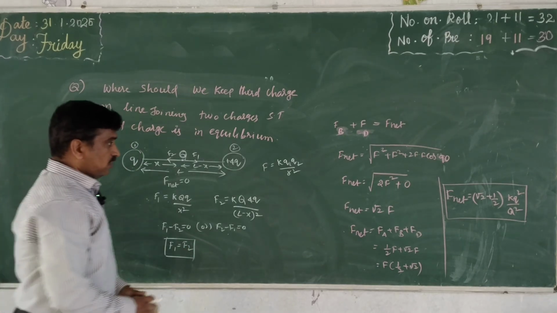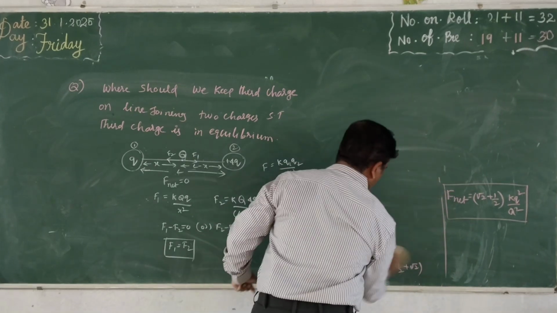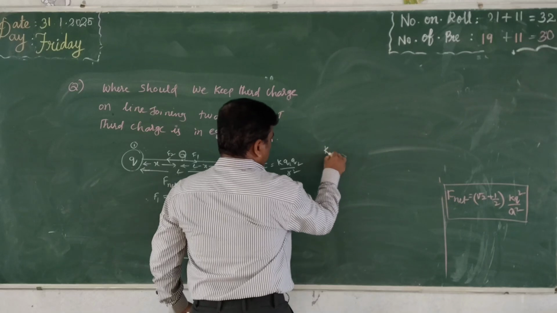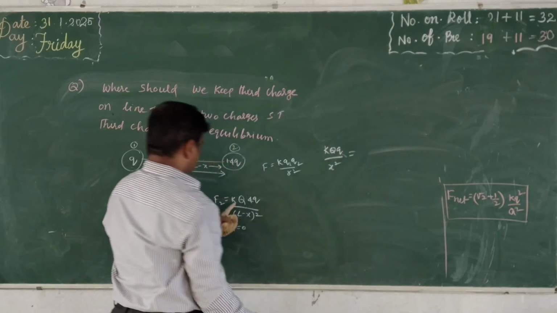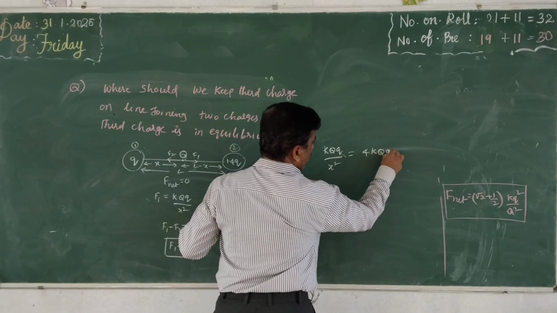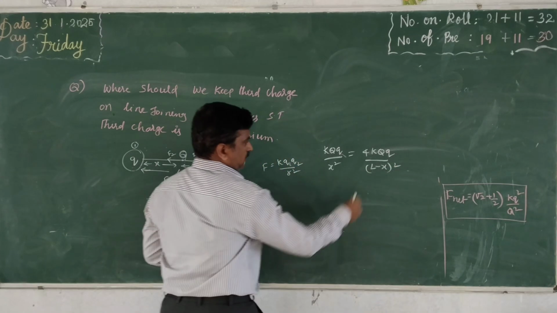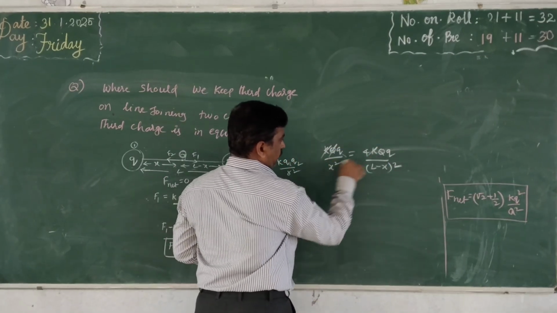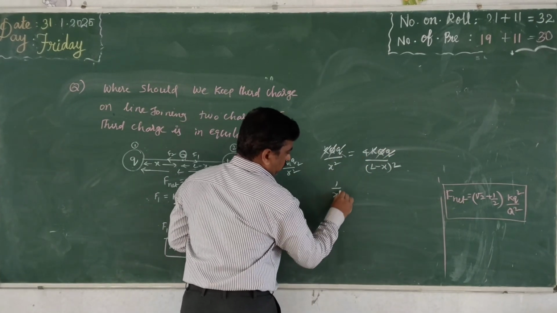For that, first, what is F1 here? F1 is k Q q by x square. F2 is 4 k q Q by L minus x whole square. See, k cancels, Q cancels, small q cancels. What do we have? 1 by x square equals 4 by L minus x whole square.